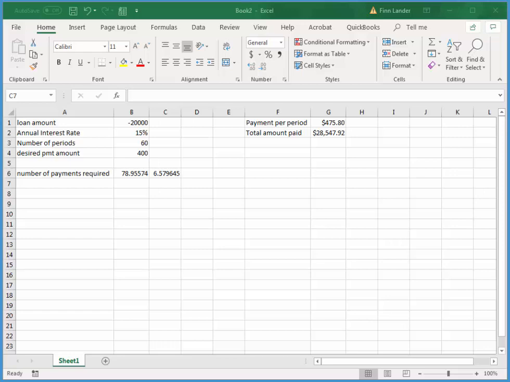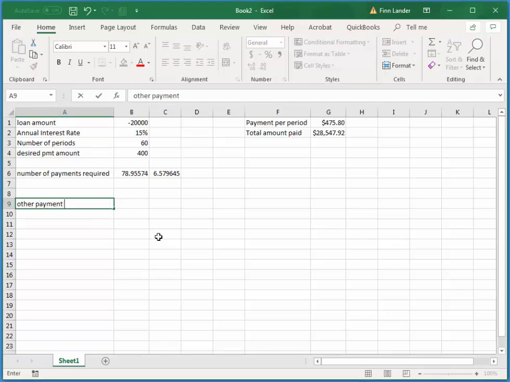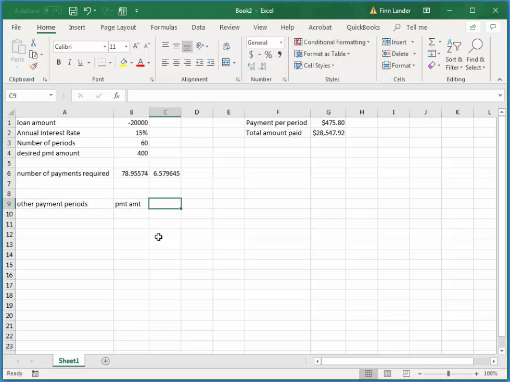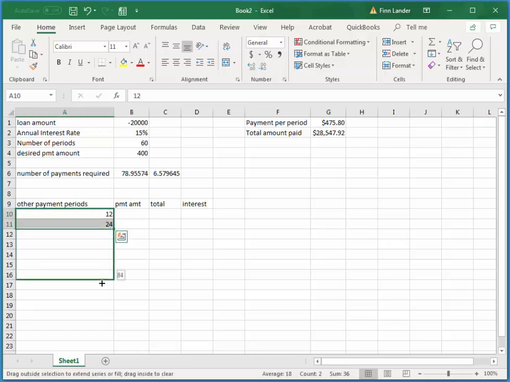Now I'm going to get into what-if analysis in another video, but we can create sort of a what-if analysis schedule. For this, I'm going to see how much our payment amounts would be, so we can see it all at the same time, as opposed to changing the number of periods here. I'm just going to have them all listed over here. So I'm going to say other payment periods. And I'll calculate payment amounts, total, and interest. So the total amount we pay, each payment amount, and then the interest that's extrapolated from those. I'll say 12, 24, and I'll just drag that down to give us up to 5 years.